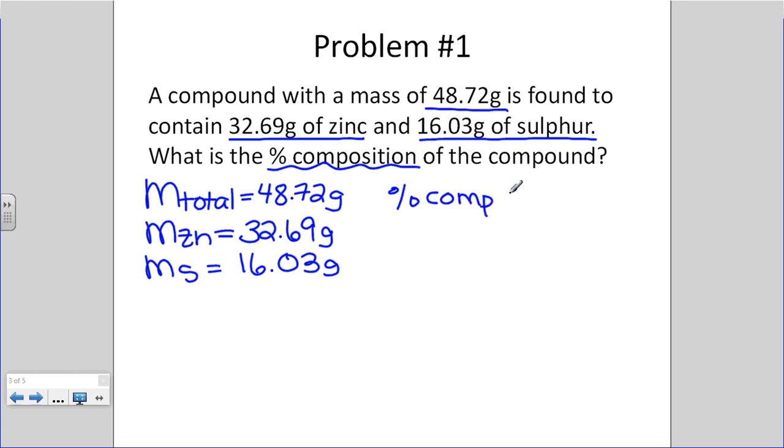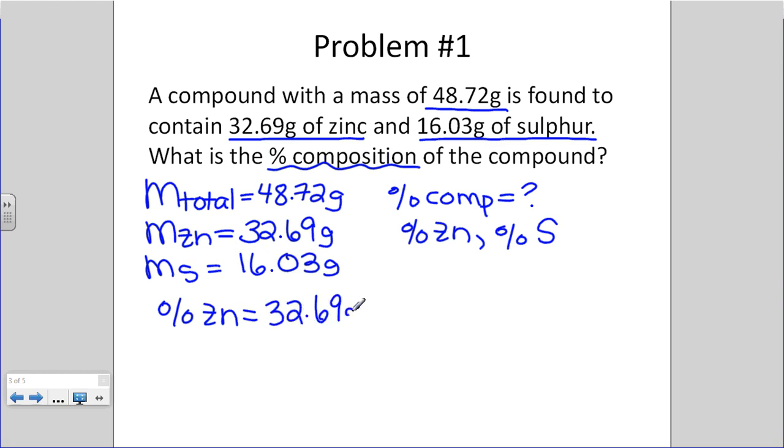So if they're asking us to find that, that means we need the percent of zinc and the percent of sulfur to answer this question. It doesn't matter which one you start with. Since zinc is listed first, let's go with that. So percent of zinc, we said from our previous formula, we need to take the mass of our element and divide it by the total. So here the mass of our element is 32.69 grams, and you divide it by the total.